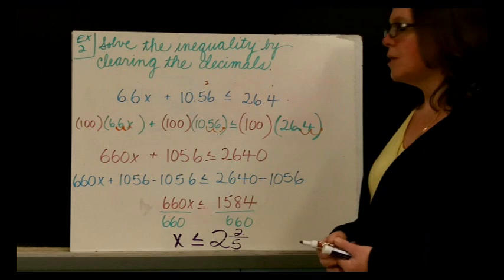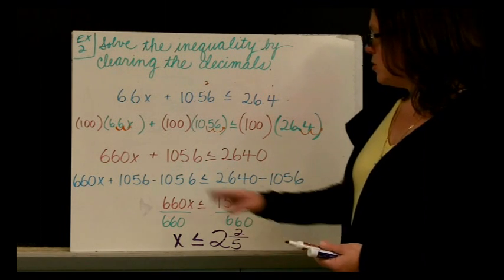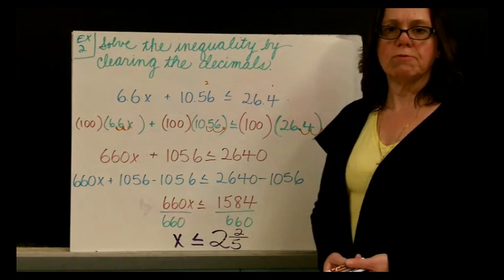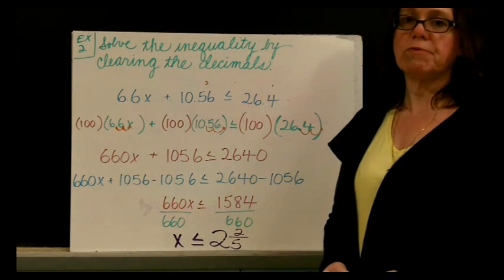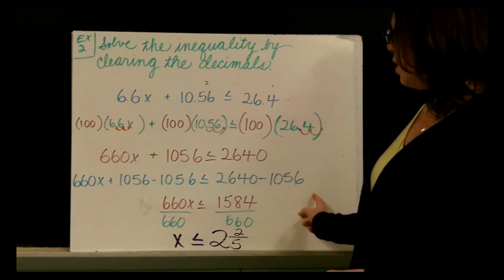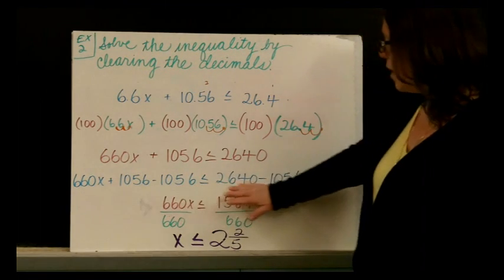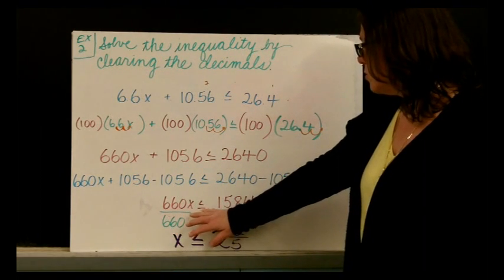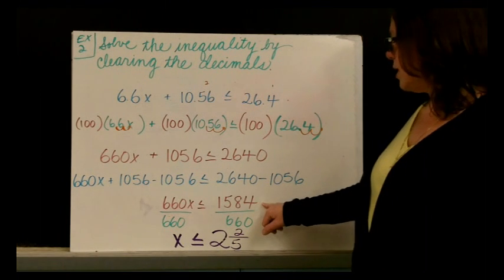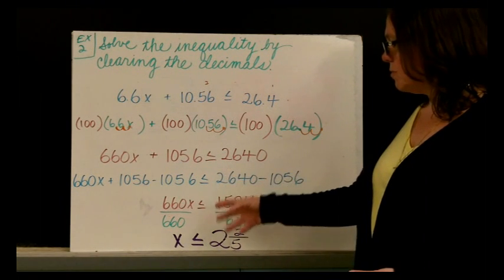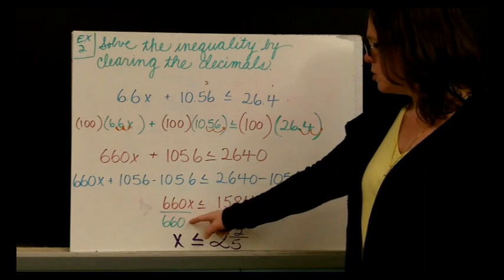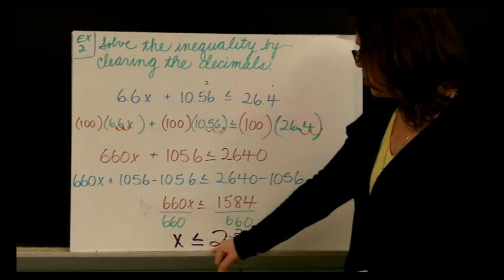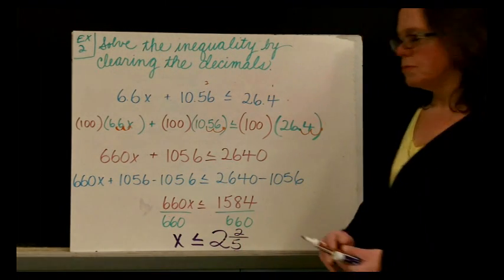And following the steps that you just wrote, what we need to do now is negate the constant. Our constant here is a positive 1,056, so we apply a negative 1,056 to both sides of the inequality. When we do and we simplify, what we have left is 660x is less than or equal to 1,584. And then when you divide by the coefficient 660, you get x is less than or equal to 2 2/5.